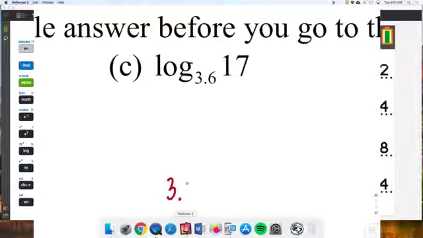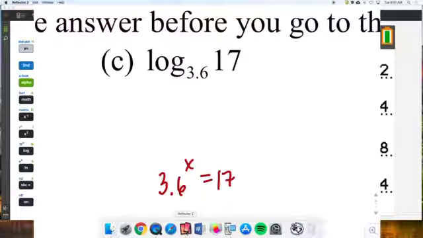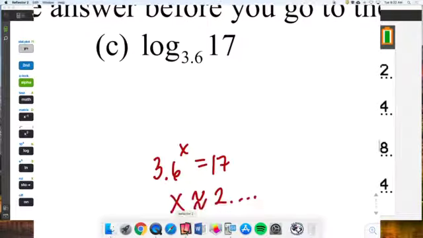All right, and then letter C, we've got 3.6. I'm going to come down here. 3.6 to what power equals 17? Well, 3.6 is 4-ish, right? So 4 to the first is too small. 4 squared would be 16. That's still too small. 4 cubed would be 64. So 3.6 being a little bit less than 4, this answer should be approximately what? 2 point something, right? 3 was too big, so it should be 2 point something.